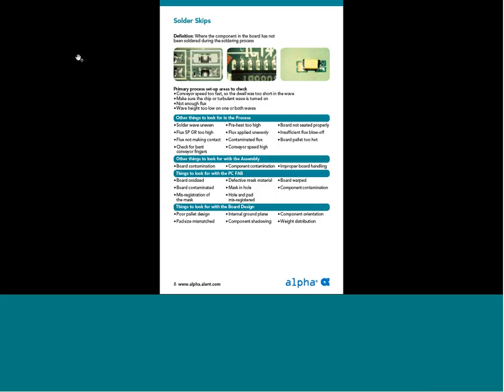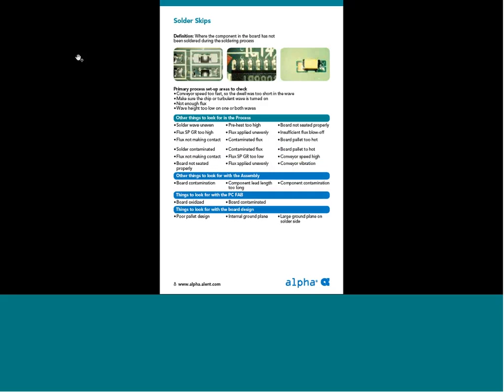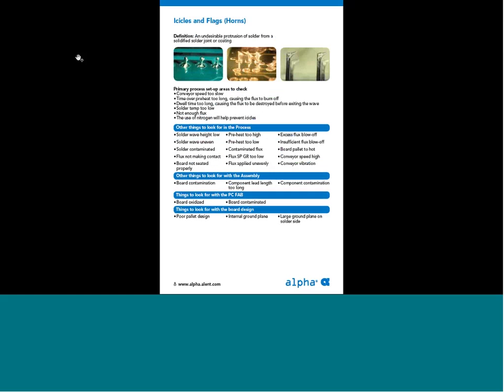Again, write down the list. Icicles and flags, we cover this also. Primary process: conveyor speed is too slow. Your solder could be too low of a temperature. You could have potentially a high amount of copper, which changes the fluidity of your solder.